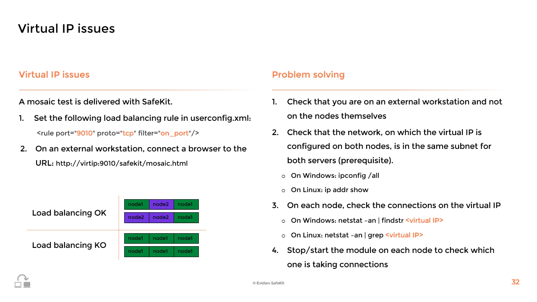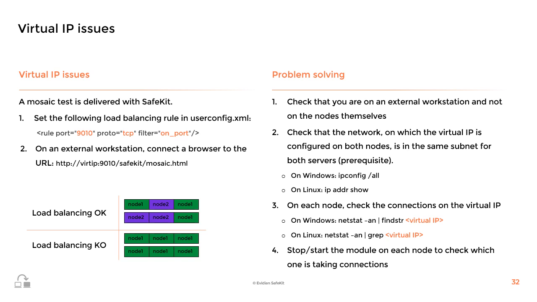To solve an issue with virtual IP load balancing, follow these steps. Firstly, ensure that you are on an external workstation and not on the nodes themselves. On a node, a browser will display only local TCP connections to that node.